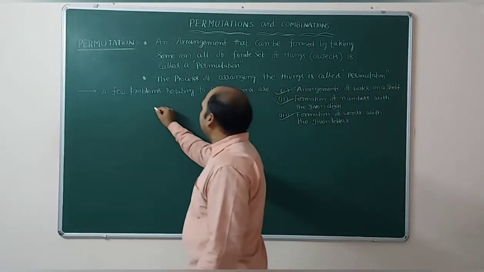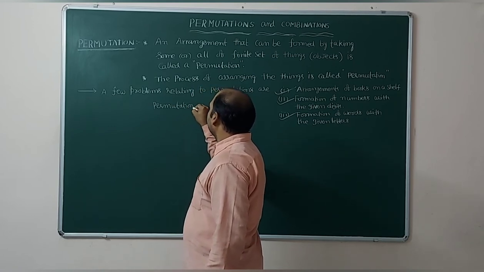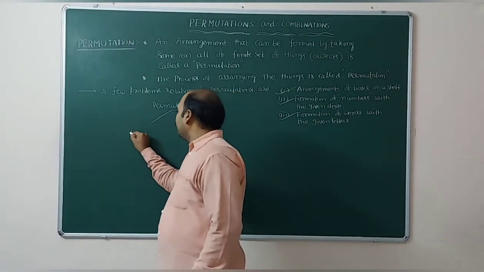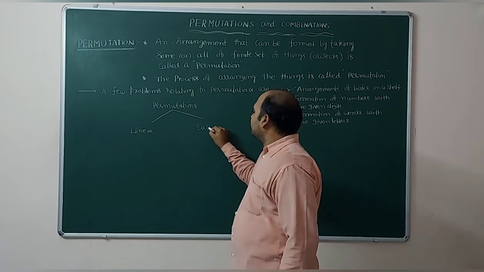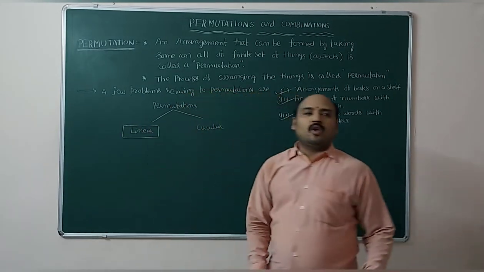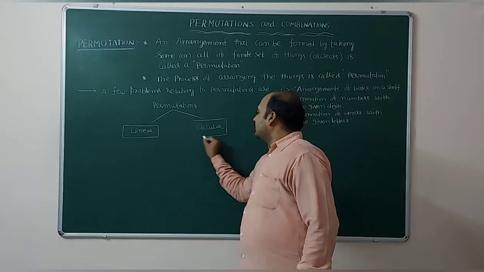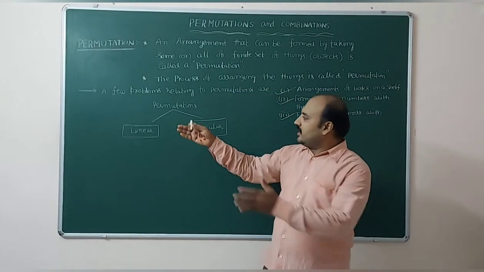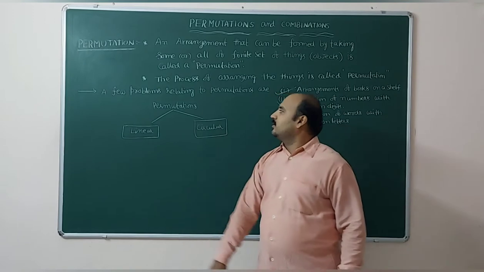Permutations can be divided into 2 types. One is linear permutation, and the second one is circular permutation. First, we are going to discuss linear permutation. In the next classes, we will discuss circular permutation. What is linear permutation? I will explain that, and I will give examples also in linear permutations.